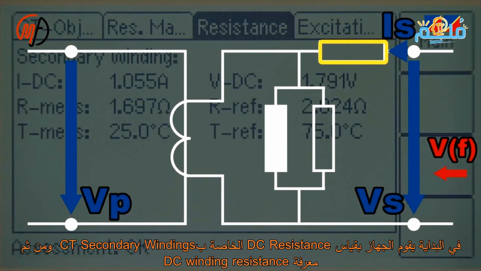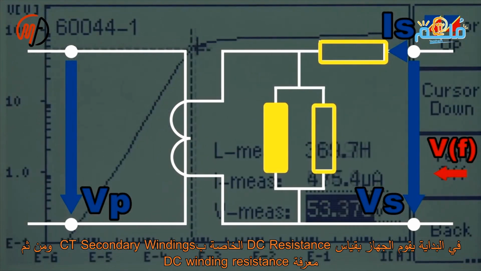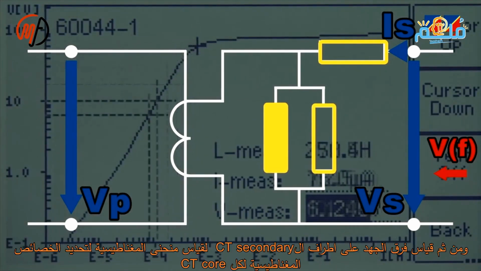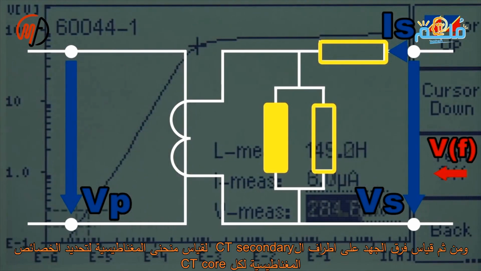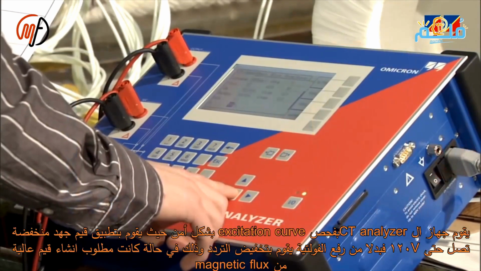First, it shares its own DC resistance. Then, knowing its own DC resistance, it shares the attack resistance to confirm the magnetic result in the core, and the magnetic characteristics of the core. Technology.